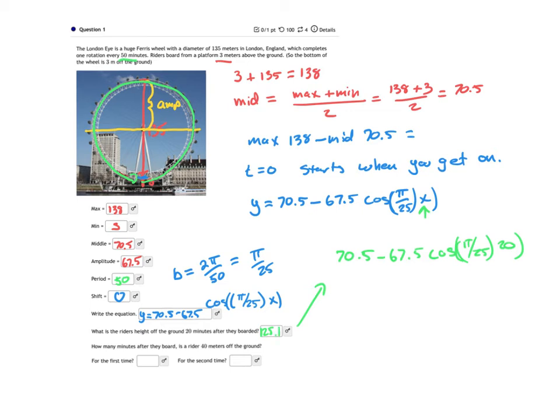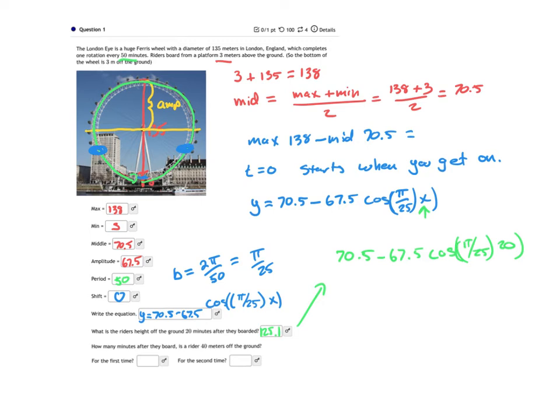Now, it's a little bit trickier to find how many minutes after they board the rider is 40 meters. Now, remember that there's going to be two spots where the rider is 40 meters. There's going to be one spot over here where the rider is 40 meters and one spot over here where the rider is 40 meters. So we have to find both those times.